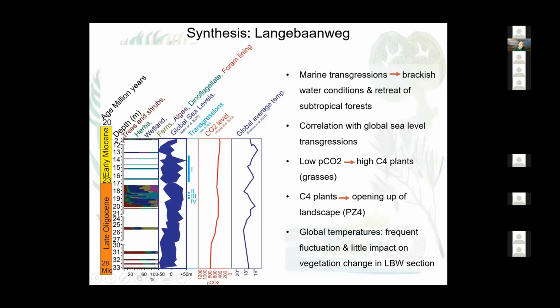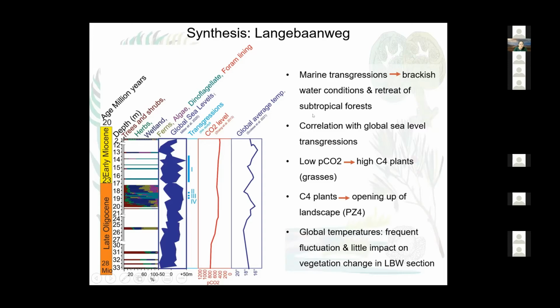This record shows that the paleo environment at Langebaan was influenced by several factors working together. Marine transgressions imposed brackish water conditions and localized flooding on the environment, leading to the retreat of the subtropical forest. And these transgressions 4 to 1 can be correlated with global sea level transgressions, which were quite high during the deposition of the Elandsfontein Formation.